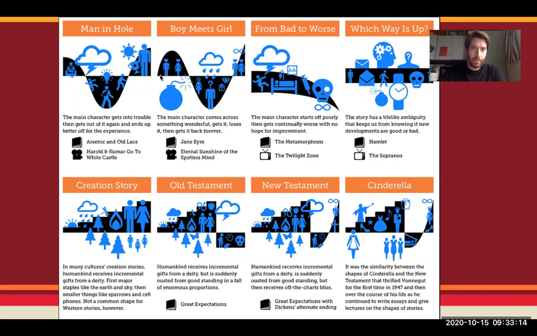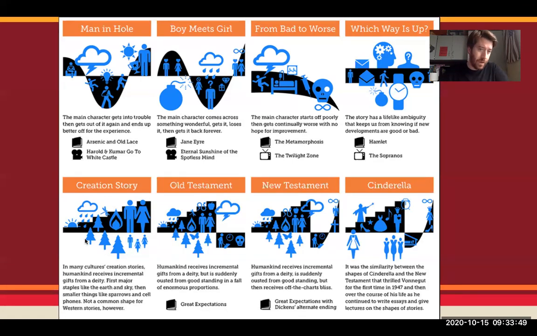Another example would be someone who's just puttering along average, something really wonderful happens to them in the beginning of the story, and then boom, they lose it and they fight to get it back. There's a story called From Bad to Worse, where a character starts sort of average, and then over the course of the story, only bad things happen, and then they die. Another story is a story that's not quite clear which way's up. You might go up and down, good and bad, and then by the end, you're not really sure. The example here would be Hamlet.